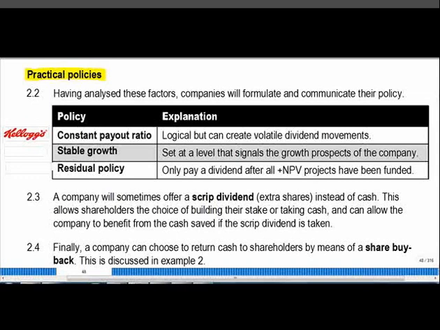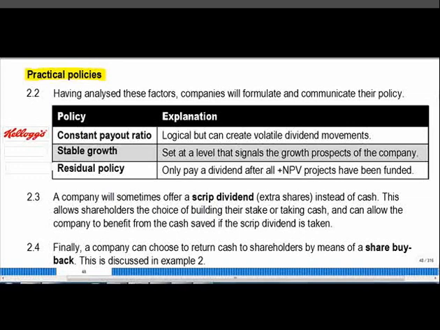Now, this should make sure that the dividend over the long term is affordable, and it gives the dividend a rationale. The drawback is that as profits go up and down, the dividend will as well, and that will create perhaps unexpected dividend movements for shareholders, which may not be attractive to them. So it's a policy that you could logically recommend, but its downside is volatile dividend movements.